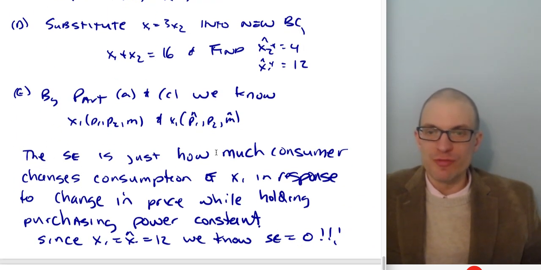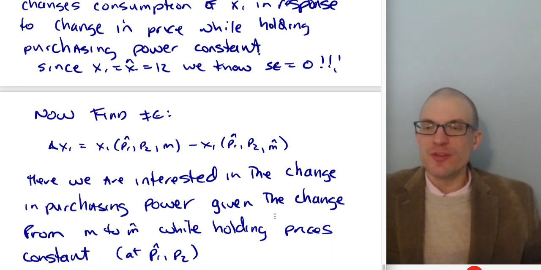The substitution effect is just how much the consumer changes consumption of good 1 in response to the change in price, holding purchasing power constant, which is what we do in the comparison between part A and part D. So since I buy 12 units in both cases, we know the substitution effect is 0. The price of good 1 changed, but I still bought the same amount of good 1. I have to, because these are perfect complements preferences. Now let's find the income effect.